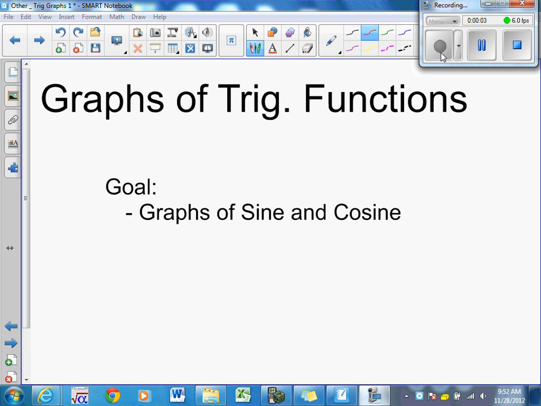In this video, we're going to look at the graphs of sine and cosine, and we're starting to look at the graphs of all trig functions and all the different ways we can graph them and the changes and transformations that can happen. But today we're going to look at just the basics of sine and cosine, the basics of those graphs, and a few basic changes.